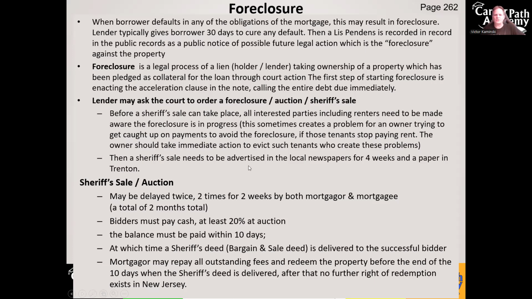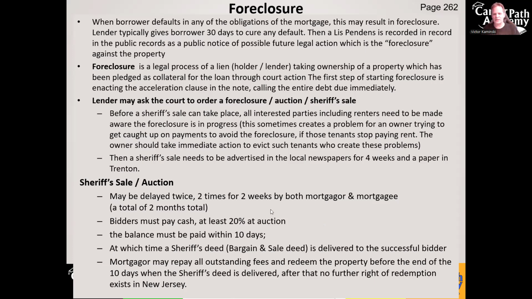Then a sheriff's sale needs to be advertised in a local newspaper for 4 weeks and a paper in Trenton. And then they have the sheriff's auction. The auction may be delayed twice, 2 times for 2 weeks each time by the mortgage owner. So that's for a grand total of 1 month that they could delay it. And the mortgagee, the lender, can also delay it twice for 2 weeks, another month. So for a grand total of 2 months total.